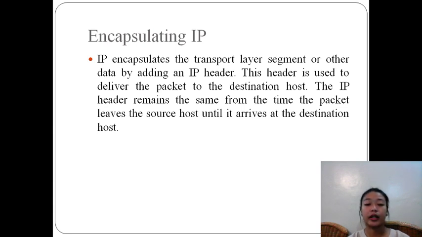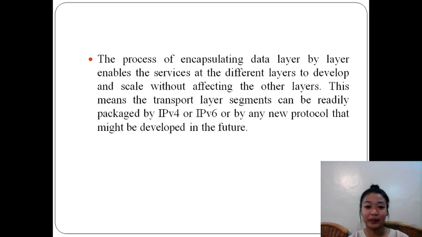Encapsulating IP. IP encapsulates the transport layer segment or other data by adding an IP header. This header is used to deliver the packet to the destination host. The IP header remains the same from the time that the packet leaves the source host until it arrives at the destination host. The process of encapsulating data layer by layer enables the services at the different layers to develop and scale without affecting the other layers.